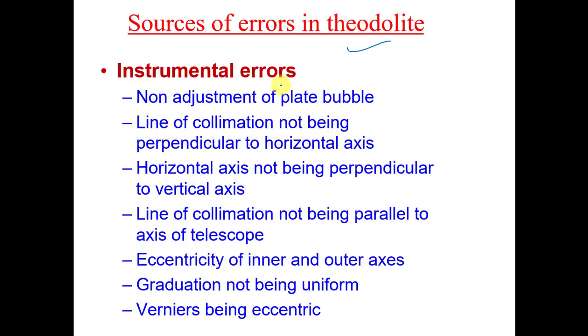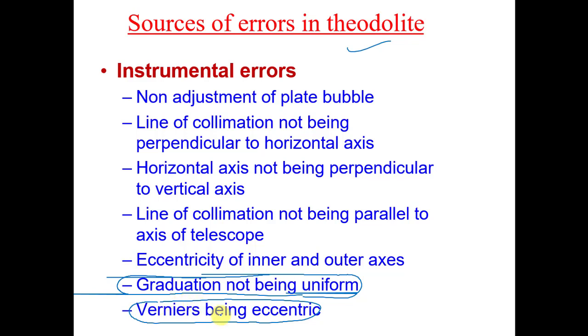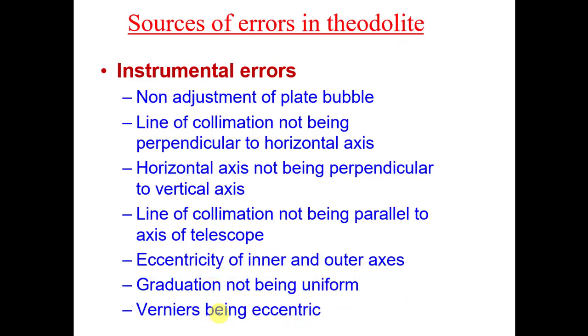Those errors which are associated with your theodolite are known as instrumental errors, like adjustment of your bubble tube, line of collimation, horizontal axis, and eccentricity of the inner as well as outer axis. Graduation is not uniform; this graduation is related to your main scale. Similarly, vernier graduation eccentricity will give you a false reading of angles. So these are the instrumental errors.